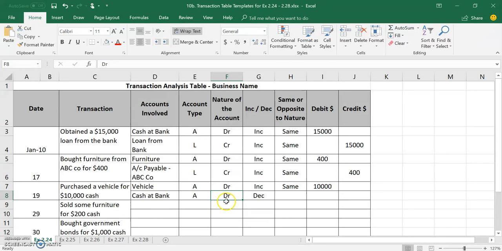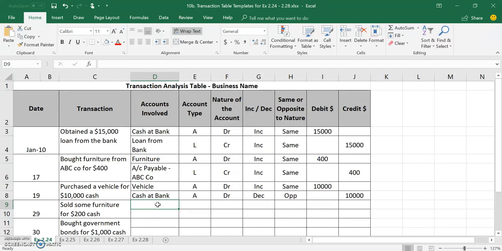Okay, so cash at bank is debit in nature, but it is going to be decreasing. And so I am going to record this as the opposite of its nature. To decrease the account is going to be the opposite, so I need to credit that account in terms of recording that, so it's going to decrease the balance.